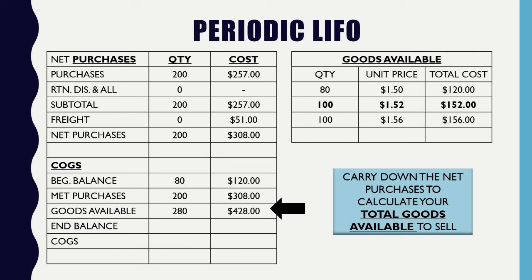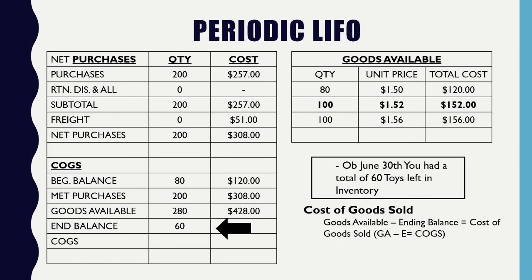So in this case, we have 280 units available to sell, okay? And we know for a fact that someone did the physical count and told you that you had 60 left on hand. So that means if I started out with 280 and I only have 60 left, right? My assumption is I must have sold 220 units, okay? So then there we go. Now I need to start my method all over again and start calculating my total cost of goods sold, okay?